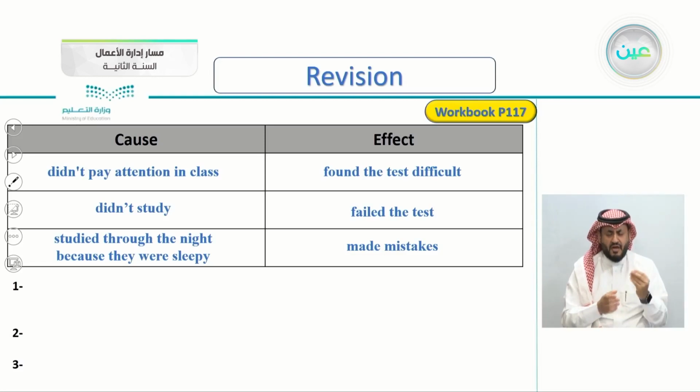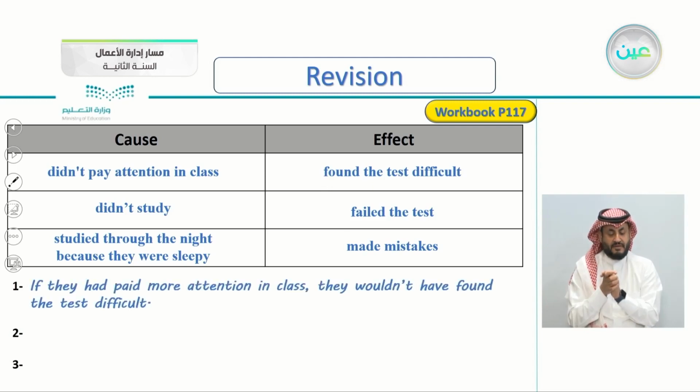So here we have three causes: didn't pay attention in class, didn't study, studied through the night because they were sleepy. And the effects here: found the test difficult, failed the test, and made some mistakes. Now we will be writing some sentences using these causes and effects.